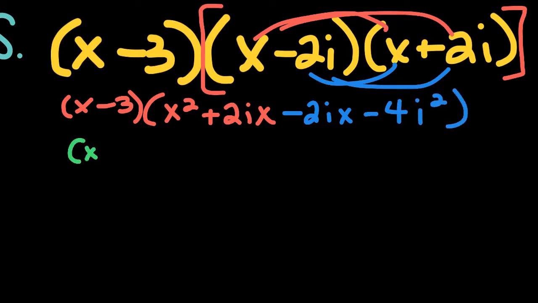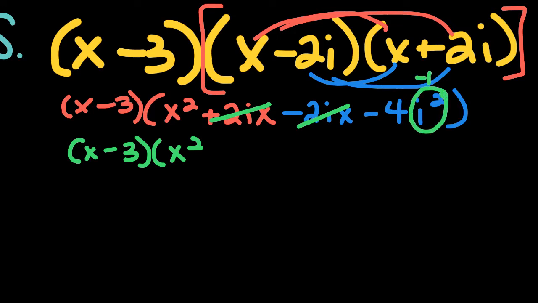So the x minus 3 is still there. The x squared is the only squared term. A positive 2ix and a negative 2ix cancel out. This i squared becomes a negative 1. Negative 4 times negative 1 is a positive 4. And then you just have to FOIL these out.